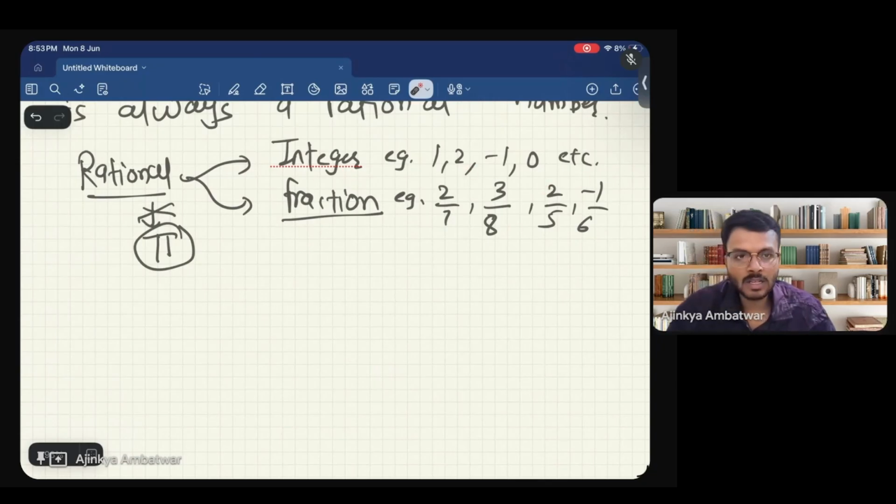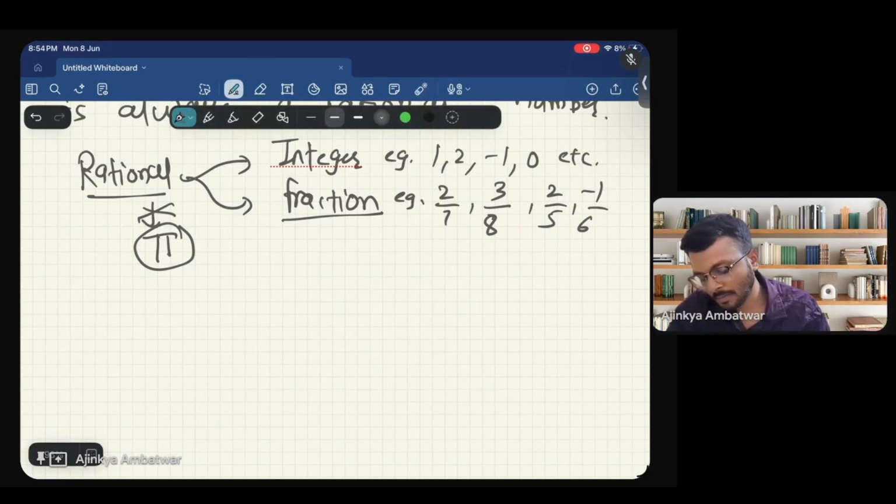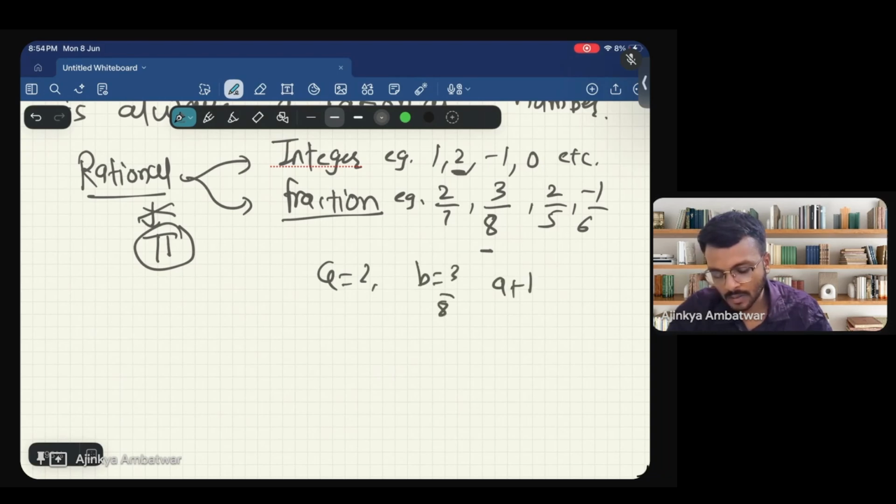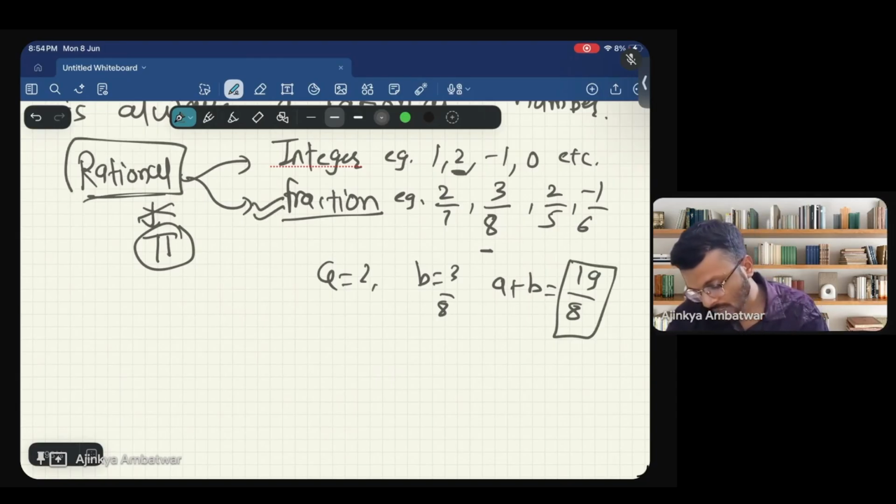If I take either some integer value or some fraction value of A and B and add them. Let's say for example I take 2 from here, 3 by 8 from here. So A is equal to 2, B is equal to 3 by 8. And if I add them, A plus B, what do I get? 16 plus 3, 19 by 8. Do you understand what I did here? A plus B. This A plus B is a fraction form which satisfies this form, which means A plus B is a rational number again. A plus B is a rational number.